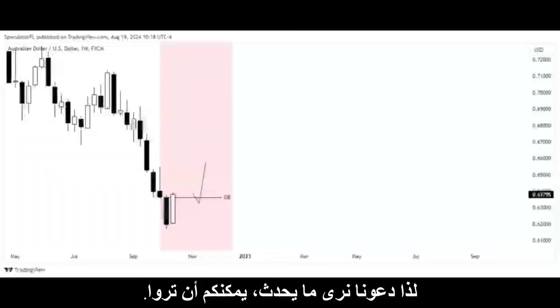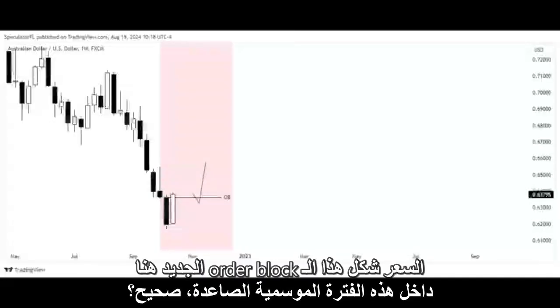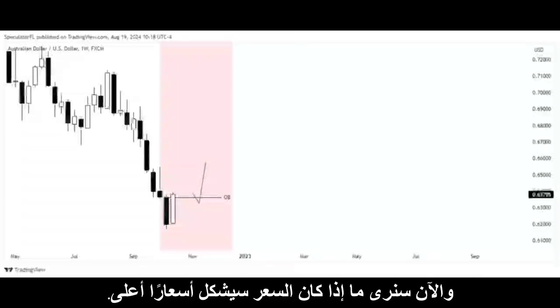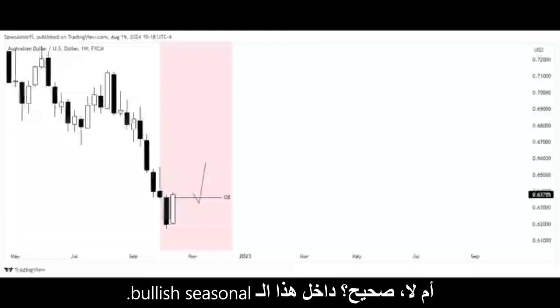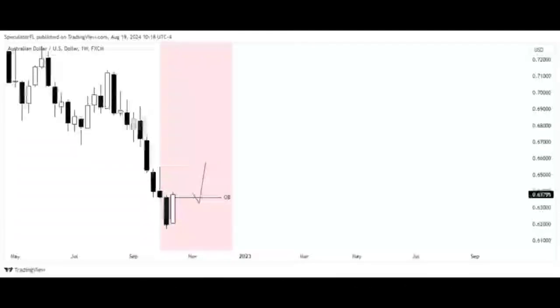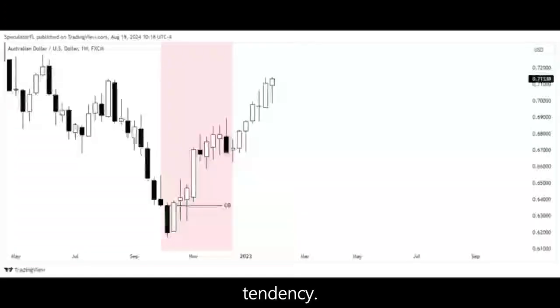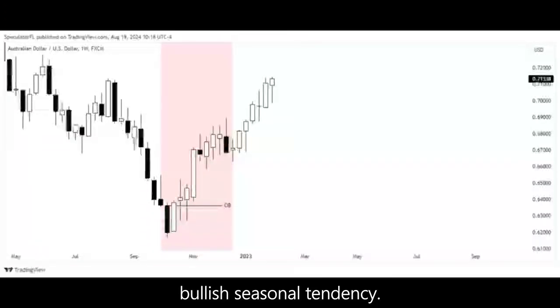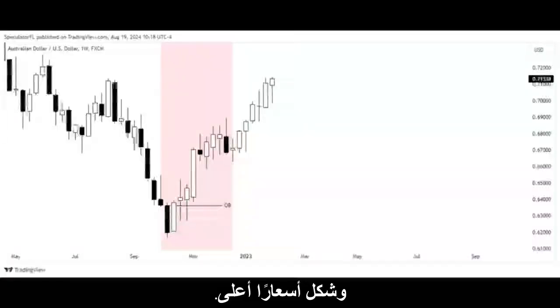You can see price formed this new order block right here inside this bullish seasonal time, right? And you can see this new order block is a bullish supporting trade idea, and now we're going to see if price forms higher prices or not inside this bullish seasonal tendency. So you can see inside this whole time window, price did indeed respect the bullish seasonal tendency and the bullish trading ideas, and this order block worked and formed higher prices, right?